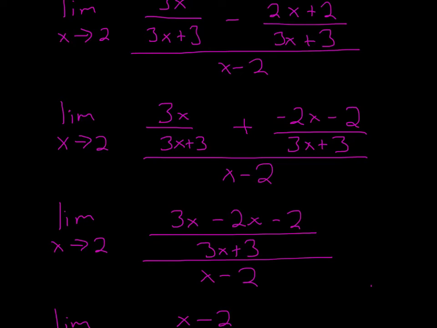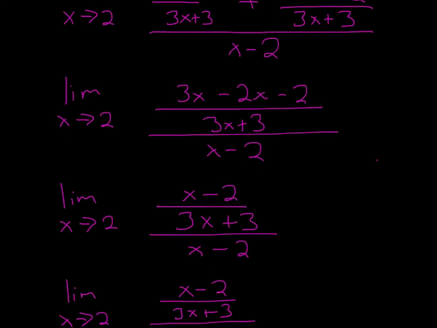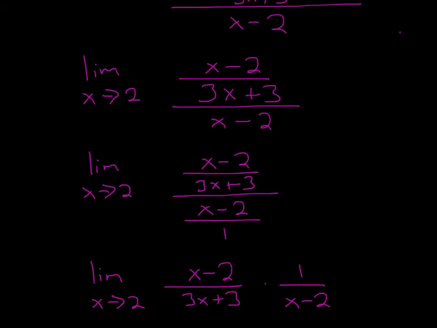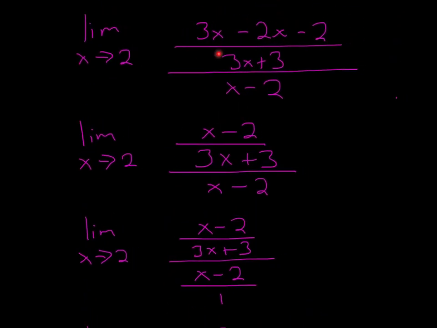So now since we have that, we have this entire thing. Now we can combine it, because both of the denominators are the same, so we can combine the numerators. So now we get 3x minus 2x minus 2 over 3x plus 3, all over x minus 2. Just go down, and we combine it, and 3x minus 2x will get you x, and you're left with 2 over 3x plus 3 and x minus 2.